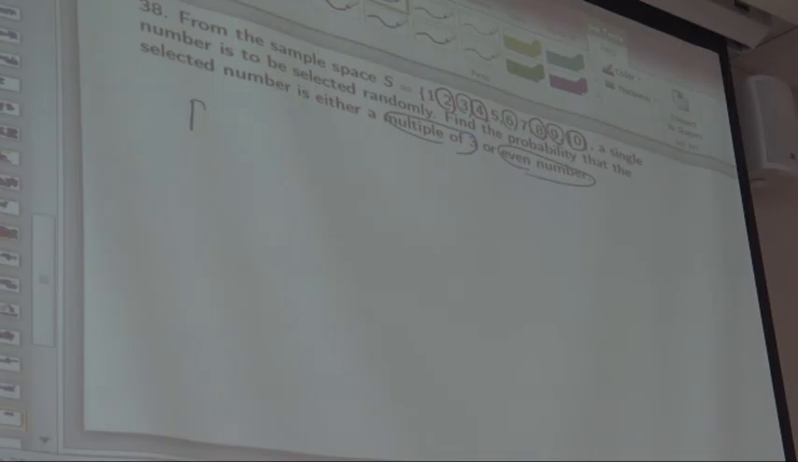So the probability of a multiple of 3 or even: the total is 10. So how many are there? 2, 3, 4, 6, 8, 9, 10. So we have how many? 7. So 7 over 10.